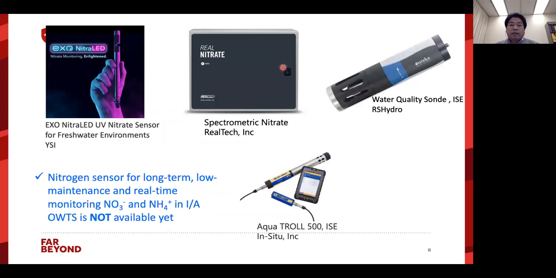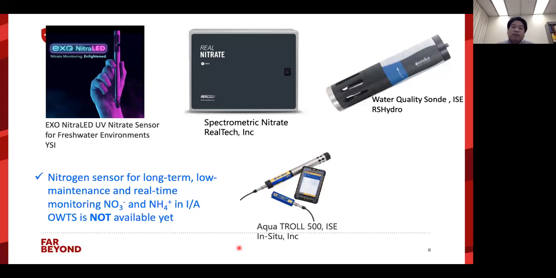This sensor comes from the Real Tech company. They call it Real Nitrate, based on a spectrometric method to measure nitrate. It's very sensitive, but again, it's a big challenge if we use it for wastewater measurement. These two sensors are ISE sensors, based on ISE electrodes for nitrate or ammonium in this system. You can see the different electrodes combined inside. This one is from Hydrate company, and this one from In-Situ company.